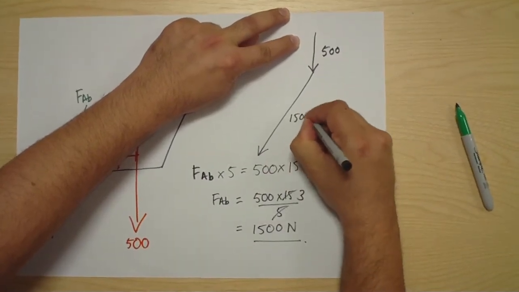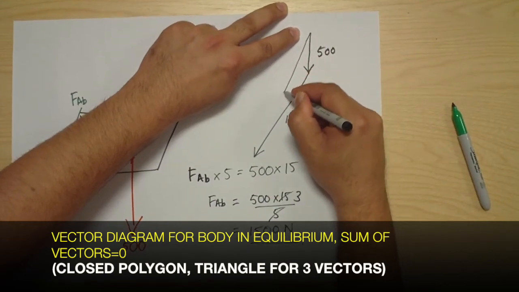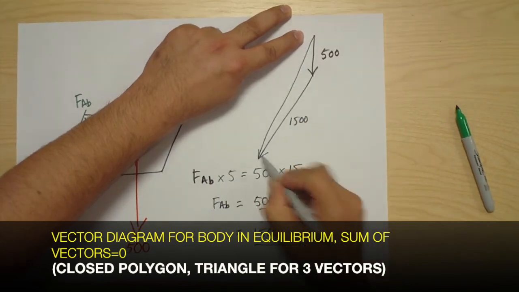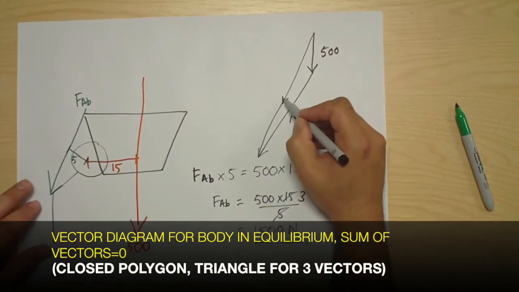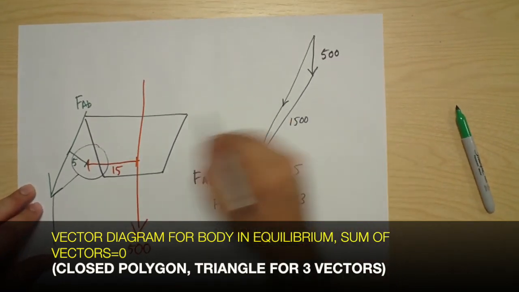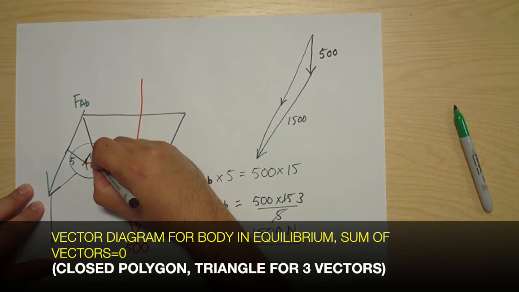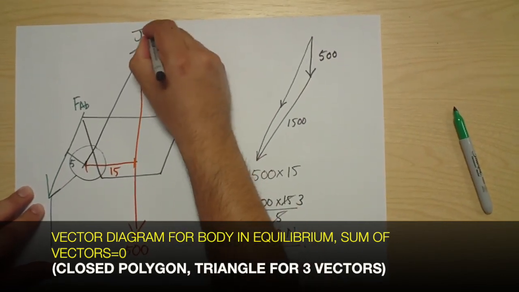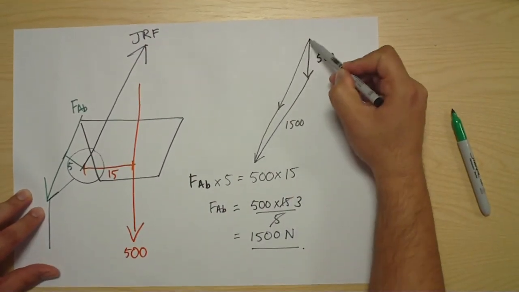That's 1500. So the resolved vector starts from the beginning of that to the end of that, and it would normally be in this direction, but we know the joint reaction force is in the opposite direction. So we can use that to calculate the joint reaction force direction, as well as the size of the vector, which is the length.